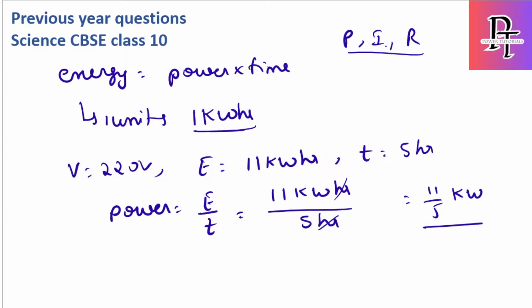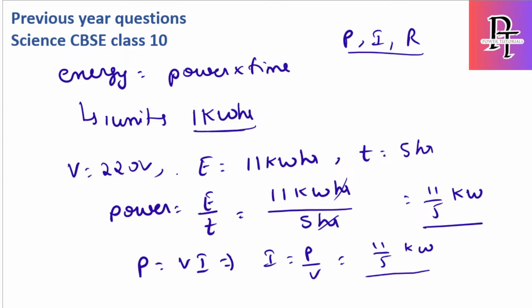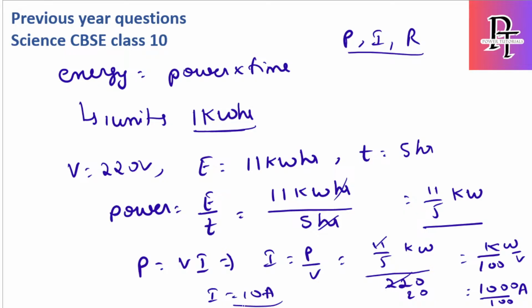Then they are asking for current. For power, we have another formula which is V into I. So simply, you can find the current, because current will become P by V. Power we got 11 by 5 kilowatt, divided by voltage 220. If you divide by 11, 11 ones, 11 twenties, so it becomes 1 by 100 kilowatt. So kilowatt by voltage gives ampere. 1000 is kilo, so 1000 by 100 ampere, which is 10 amperes, is the current, because I just converted kilo to 1000. So we got the power value.